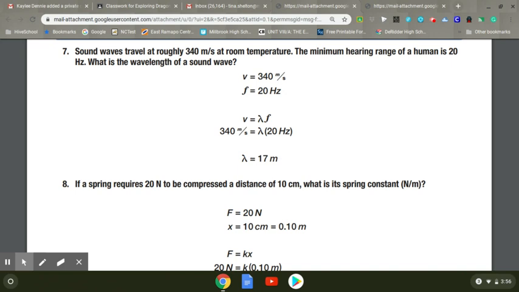So 7 says sound waves travel at roughly 340 meters per second at room temperature. The minimum hearing range of a human is 20 hertz. What is the wavelength of the sound wave? So we've got our formula, speed equals wavelength times frequency. We know that the velocity or speed is 340 meters per second, and we are trying to find our wavelength, and we know our hertz is 20. So we set up our problem. We're going to divide 340 by 20, and we're going to get our wavelength is 17 meters.